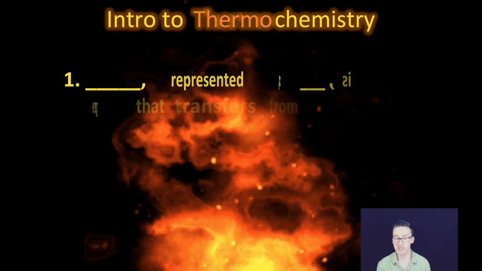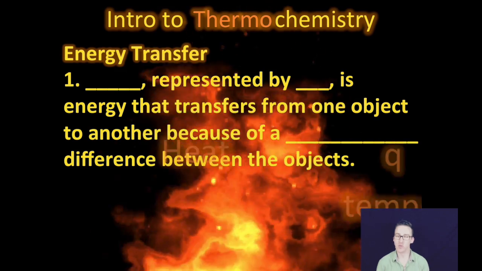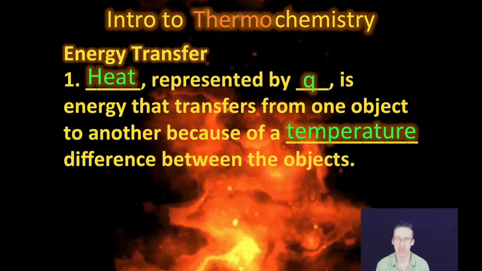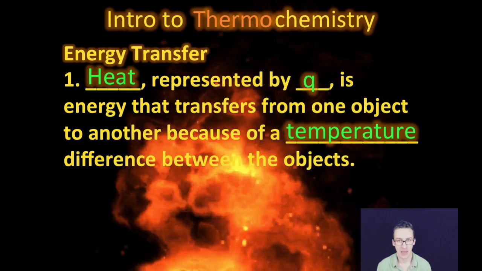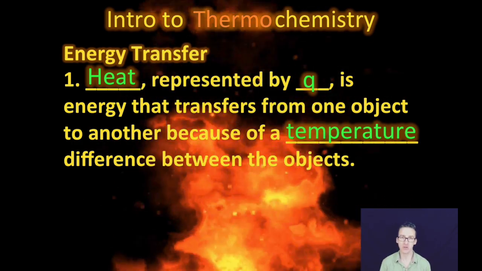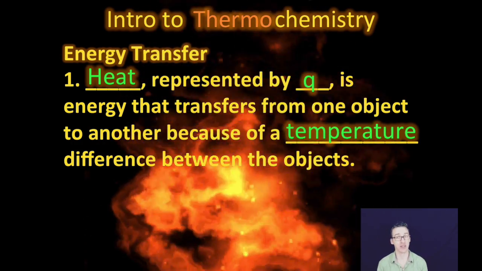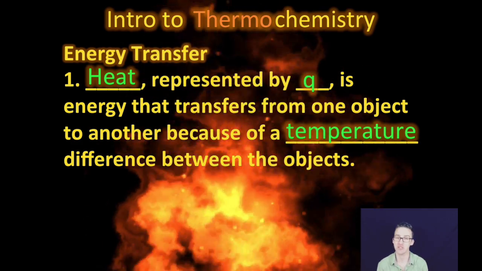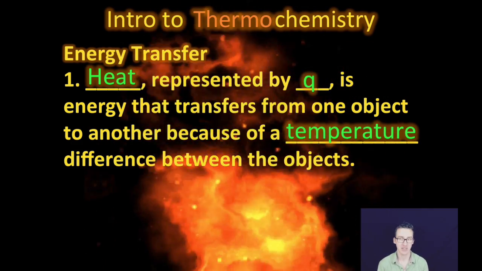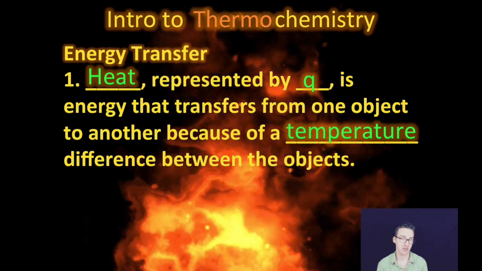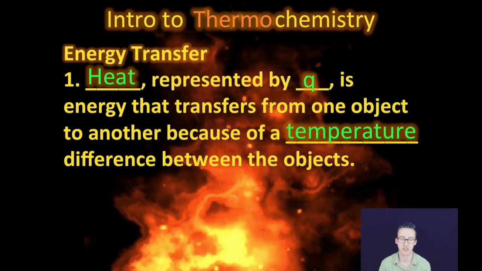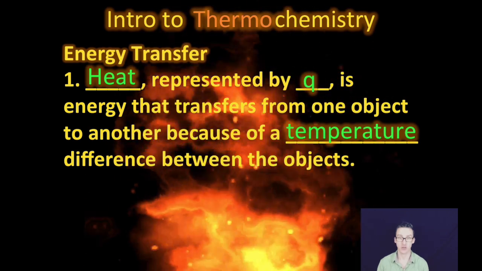Okay, and when we are studying this energy transfer, we're really going to be focused on heat energy or thermal energy, hence thermochemistry, which we're going to represent with the letter Q. And it is the energy that transfers from one object to another because of a temperature difference between the objects. So one object has a larger kinetic energy, a higher temperature. One object has a lower kinetic energy, a lower temperature.